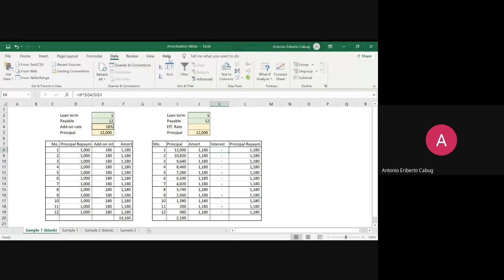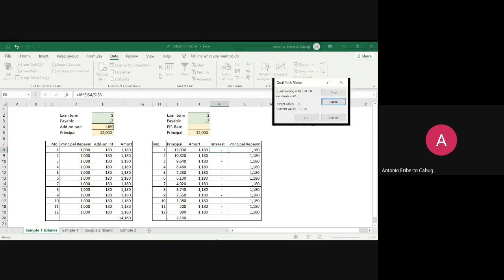So, pwede nyo puntahan yung data dito. Gumawa kayo ng what-if analysis, goal seek. Set cell, itong dulo na to, gawin natin siyang 0. To value 0. Itong dulo. By changing the value here, anong interest rate ang magbibigay ng 0? Press enter.